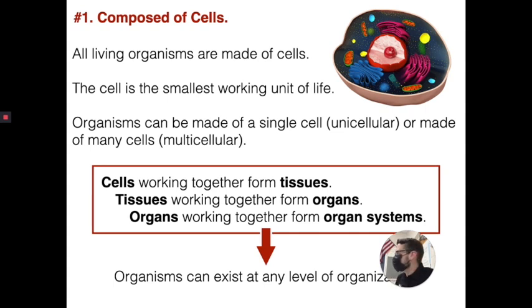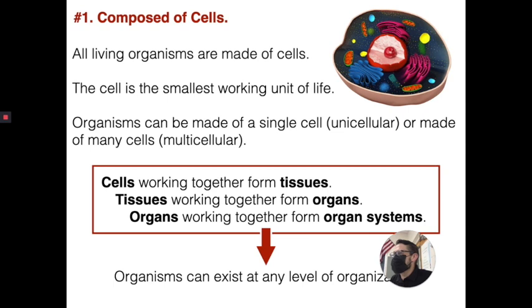Now, an organism, a living thing, can consist of just a single cell. In our microscope notes, we saw a picture of a paramecium. That is what we call a single-celled organism, or another term we might use is unicellular. Humans and dogs and cats and oak trees and mushrooms are what we call multicellular organisms. These are organisms made out of many cells.